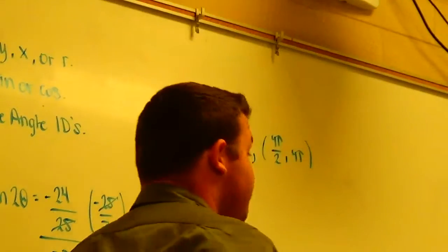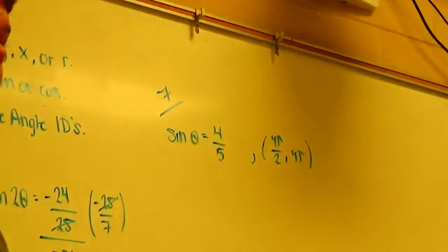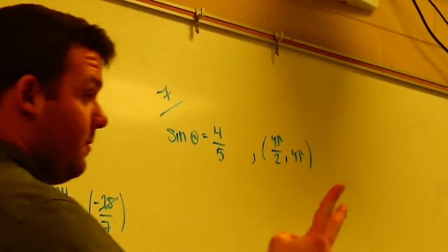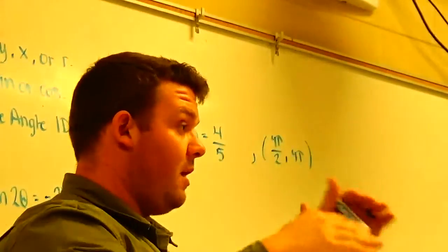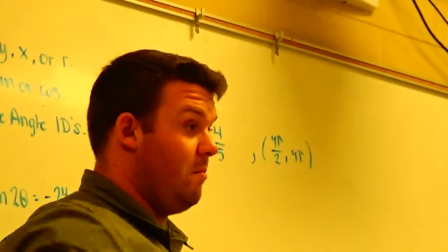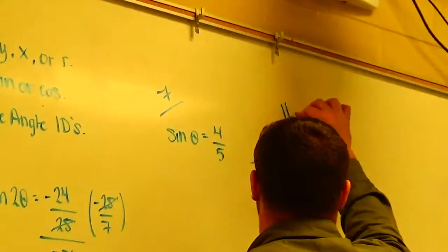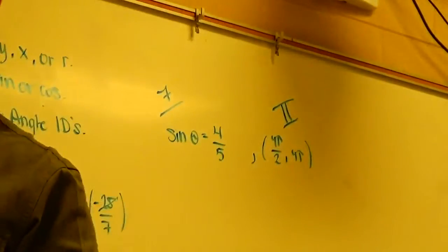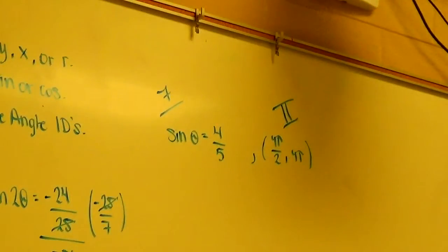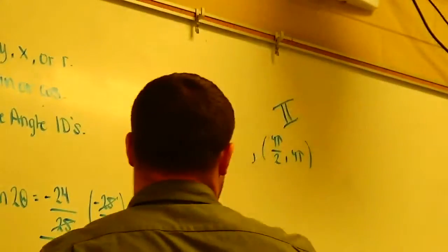So what quadrant is pi over 2 to pi? Second, because we go from 0 to pi over 2 to pi to 3 pi over 2, and then back to 2 pi. So this is the second quadrant. What do you know about the second quadrant? Sine's positive, cosine's negative, tangent's negative.